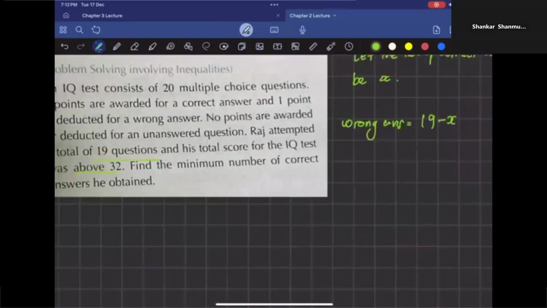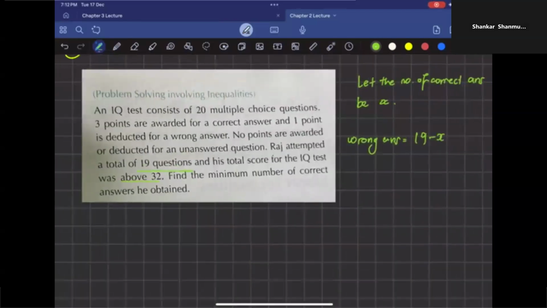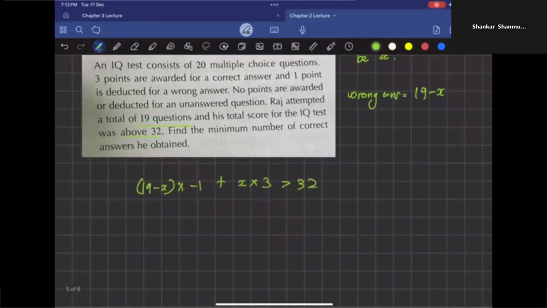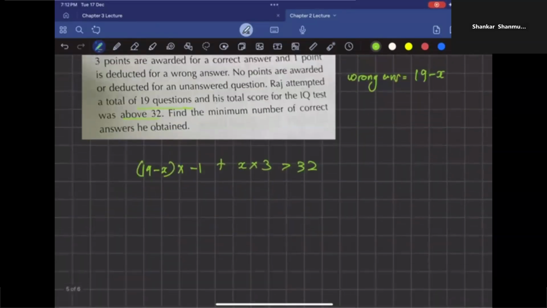So now we can calculate the scores in terms of x. So (19 minus x) times minus 1 plus x times 3 is more than 32. Okay, so you have this inequality already. Once you get to this step, the next step is just to simplify it and then you get the answer. So you get x minus 19 plus 3x more than 32.